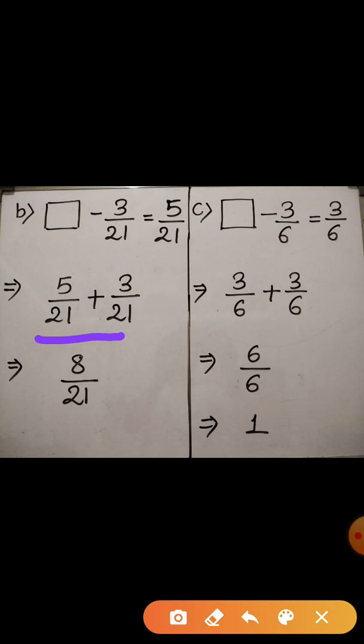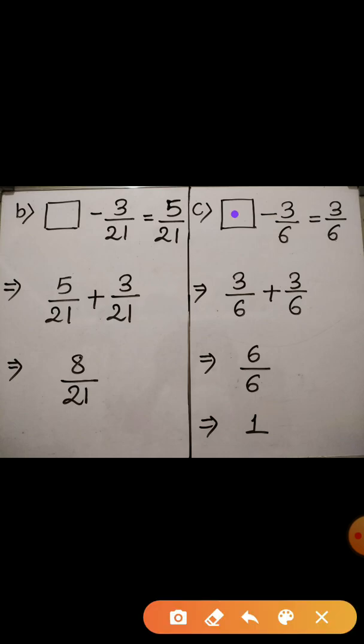Now again these two fractions are like fractions. So while adding, we add only numerators and copy the denominator. So 5 plus 3, 8, and denominator is 21. Hence the missing fraction is 8 upon 21. Third one is also similar to the second.